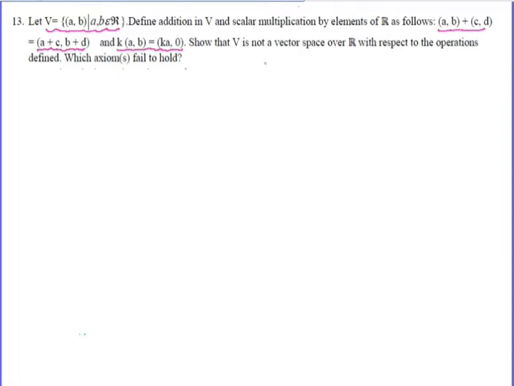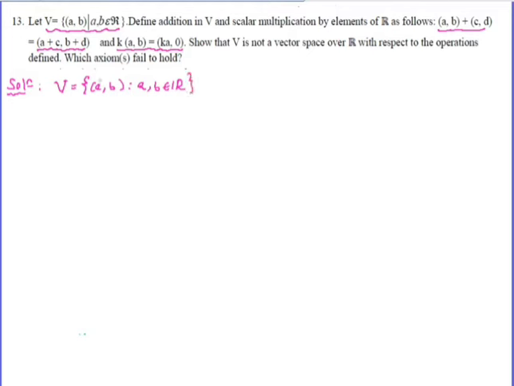Show that V is not a vector space over R with respect to the given operations, and which axiom fails to hold. We are given a set V. V is a set of vectors with entries A, B, where A and B are elements of the real numbers.